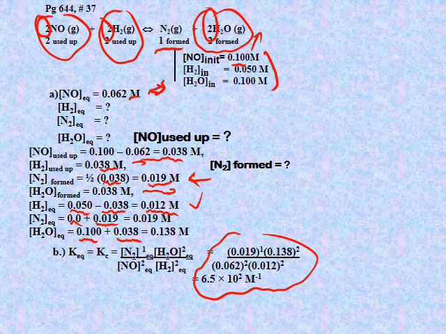And then at the bottom, you have NO. And the NO value, we know that's 0.062. We already calculated that number, 0.062, that's the value already given at equilibrium. And then we have the equilibrium value for H2, which is 0.012. And again, the powers are the same as the coefficients of the balanced reaction, so we double check that, and this gives 6.5 times 10 to the power 2 per molarity.